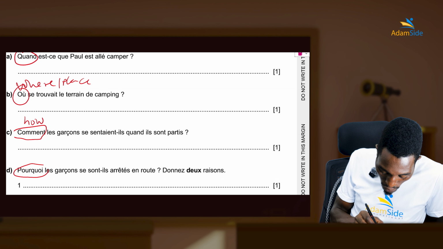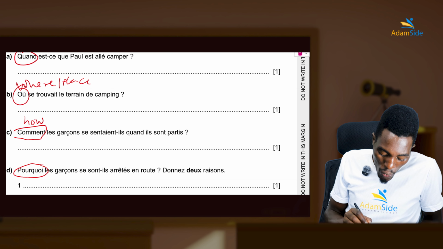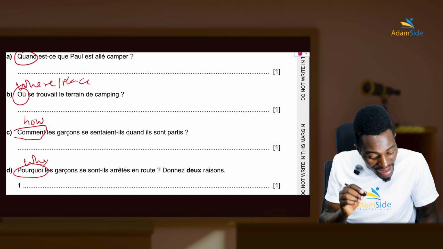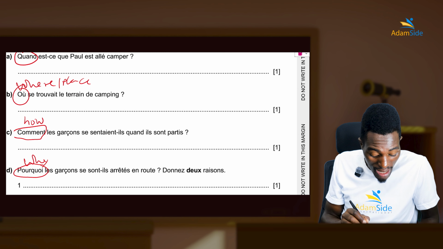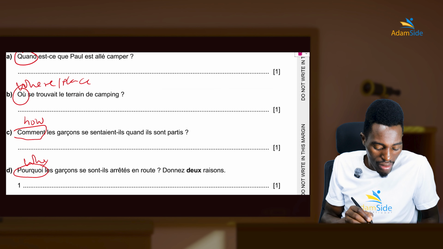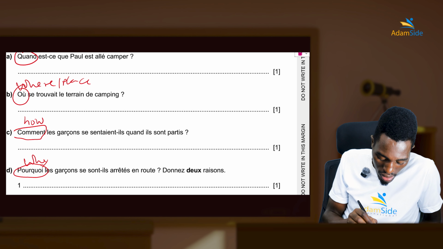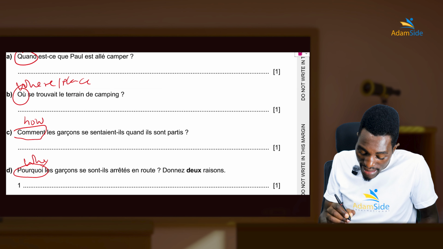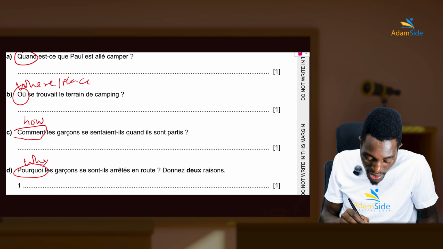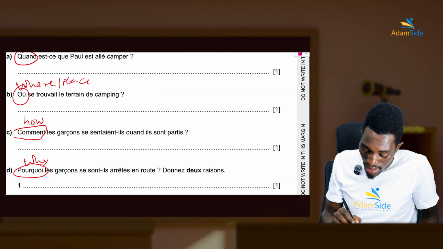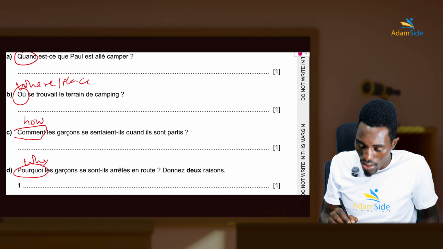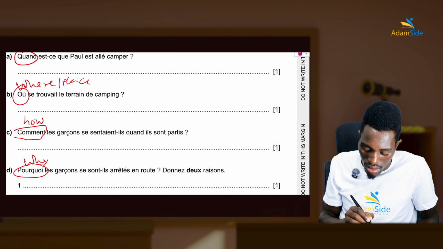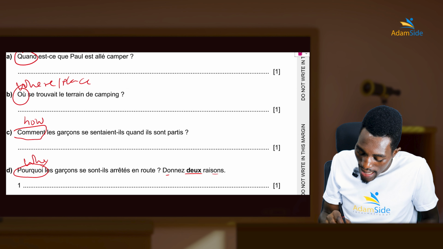Also, we have pourquoi. Pourquoi means why. So we expect a reason. So the answer that you will write there is a reason. Pourquoi les garçons se sont-ils arrêtés en route? Why the boys were stopped on the road? Why were they stopped? So we need a reason. That's why they say donner des raisons.